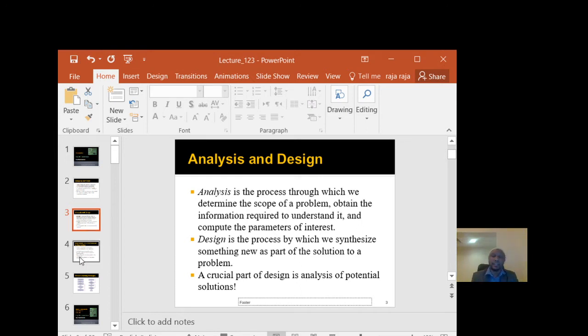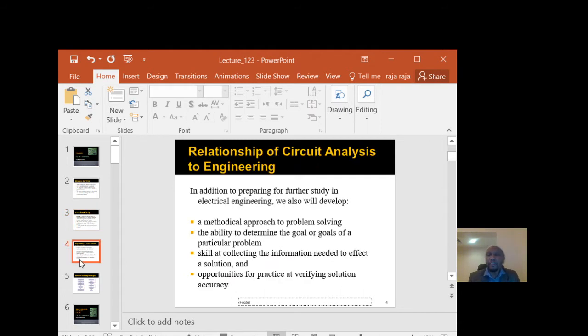That is very important. The next one: what is the relationship of circuit analysis to engineering? In addition to preparing for further study in electrical engineering, we will also develop a methodological approach to problem solving, the ability to determine goals for a particular problem, and skill at collecting the information needed to find the solution. The last one is opportunities for practice at verifying the solution accuracy.